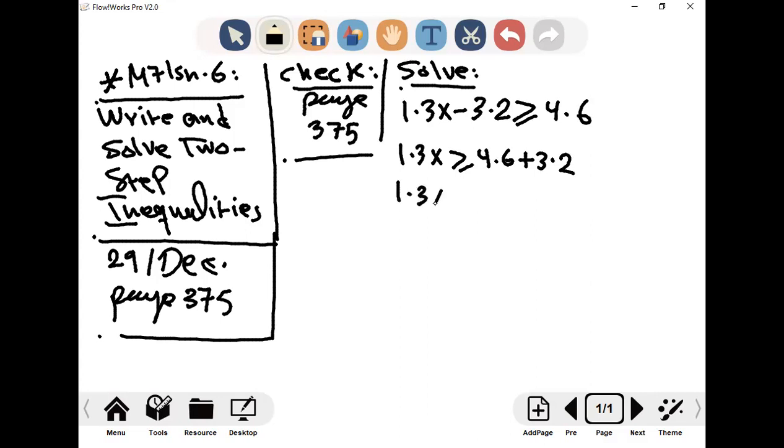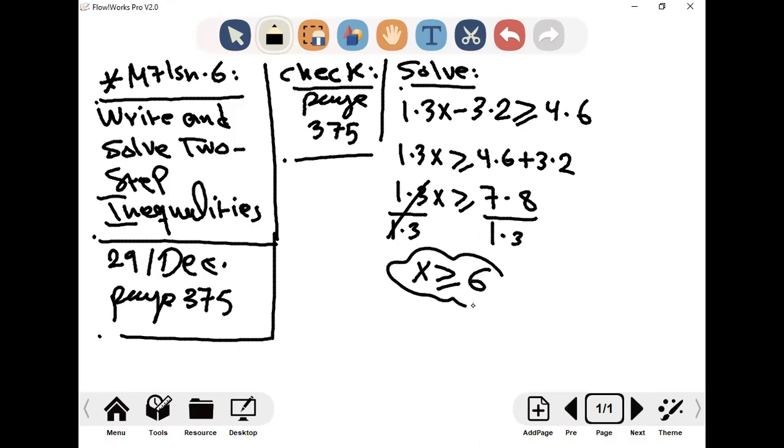So 1.3x more than or equal 7.8. Divided by 1.3, x will be more than or equal 6, and you can graph it as always, closed and to the right. This is the check, guys. Check your answers. Okay.